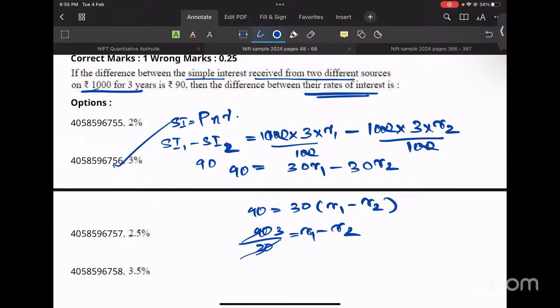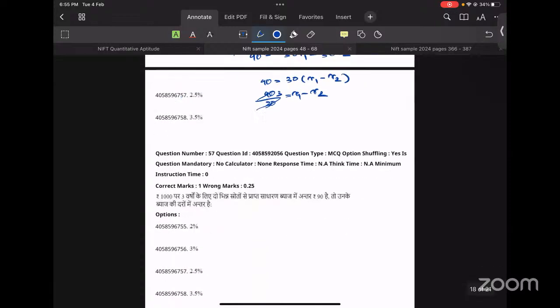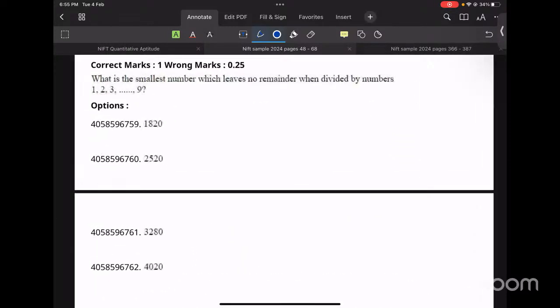So, rate of interest difference. We're not going to solve anything separately; we will be doing it in a single way like this. Now I will show you another technique over here.